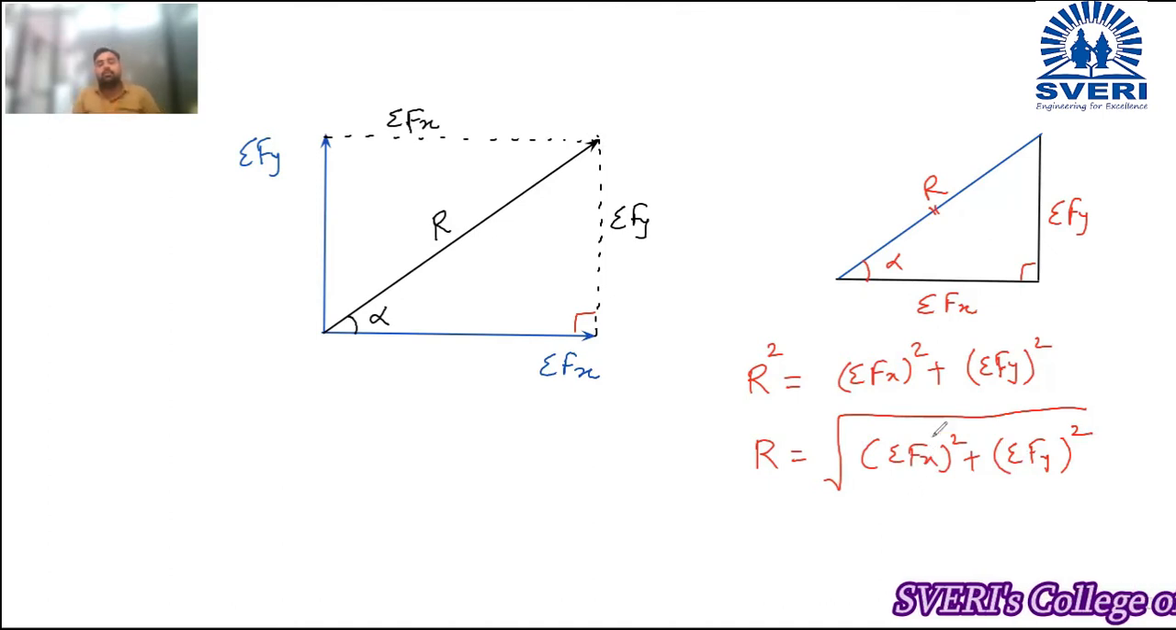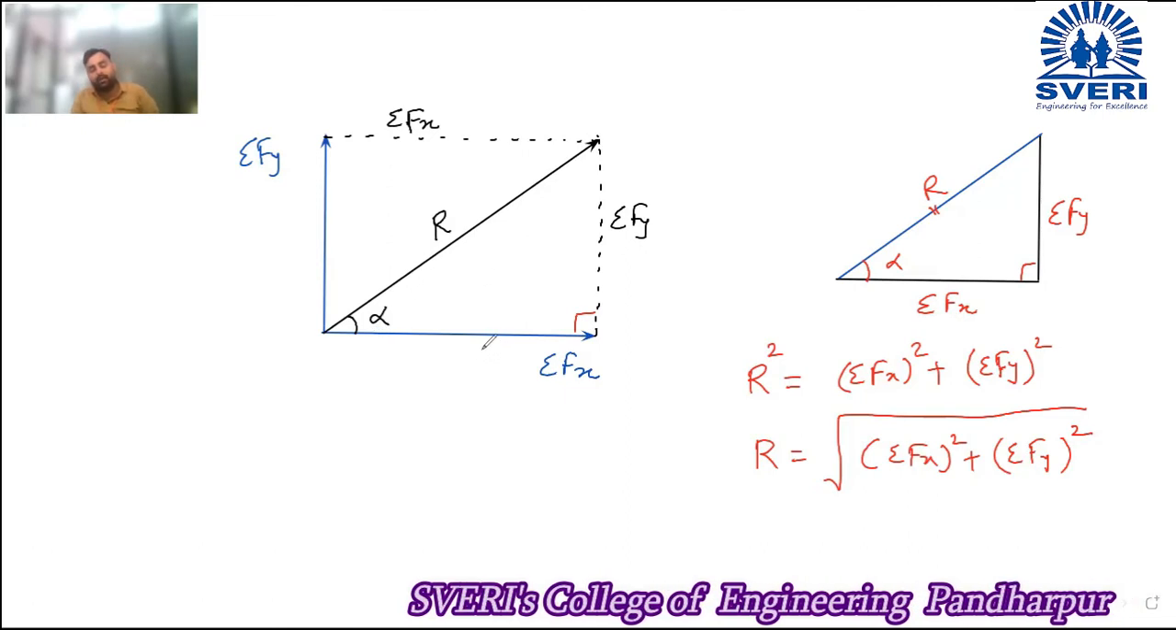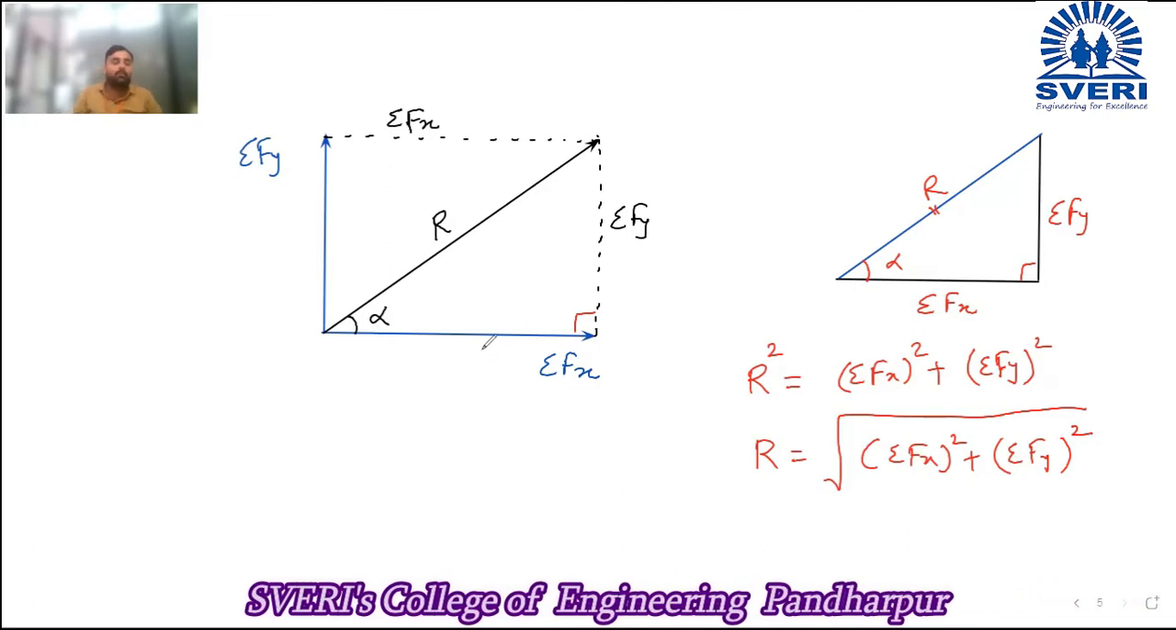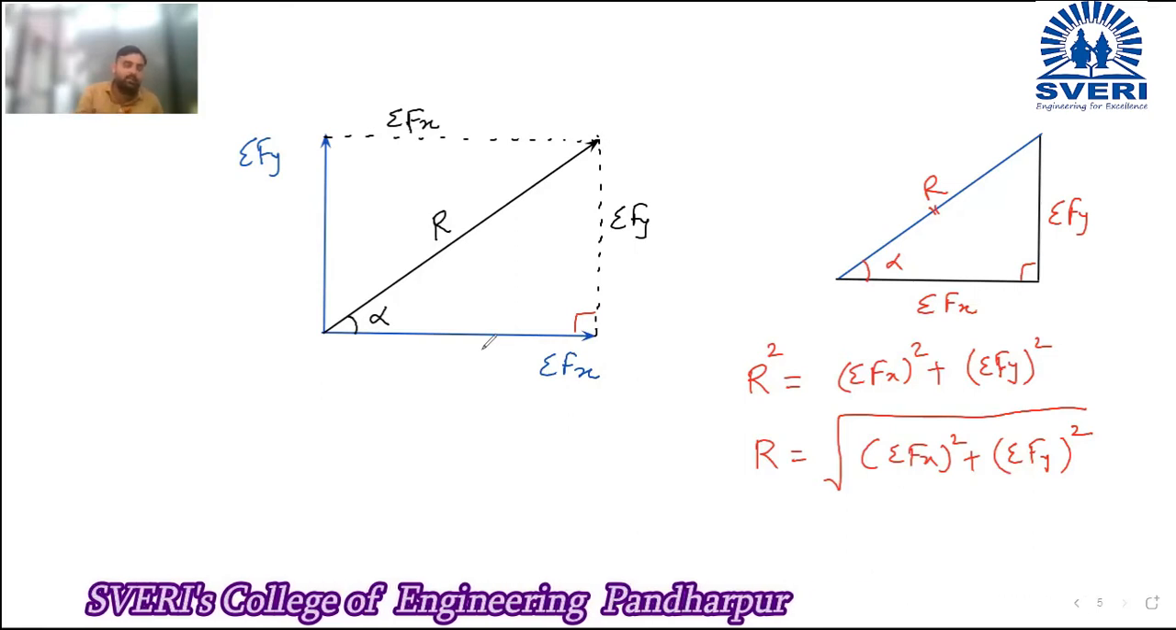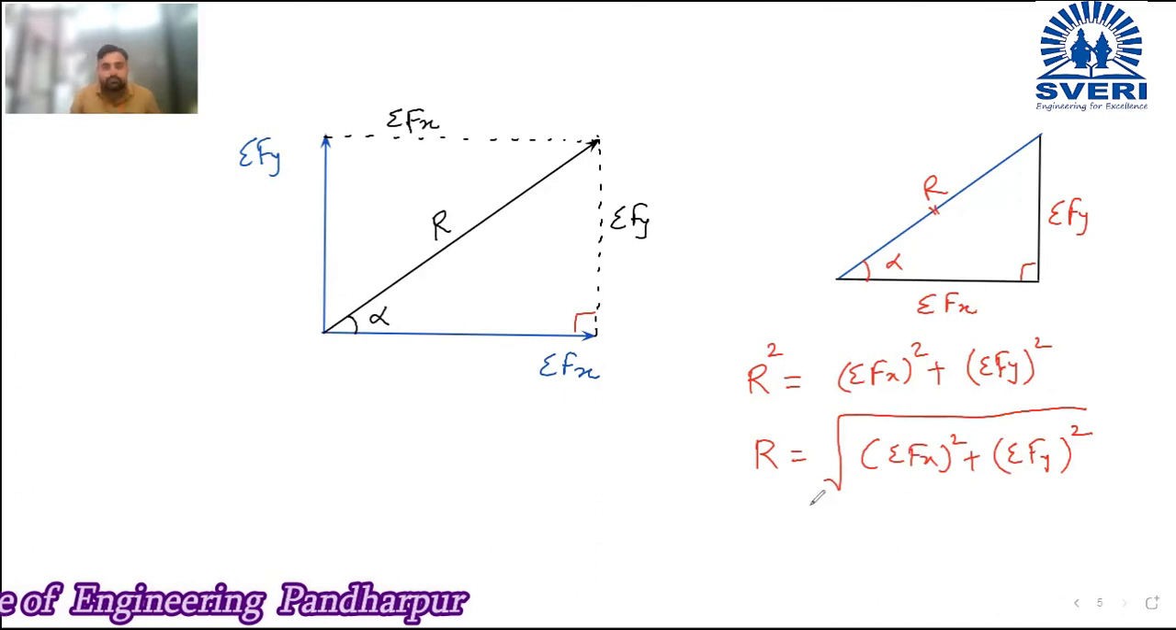Okay. So this is also called summation fx, and summation fy is also called the x component of R, that is summation fx, and the y component of the resultant is nothing but summation fy. So right now, concentrate over here. So this is the formula for R.